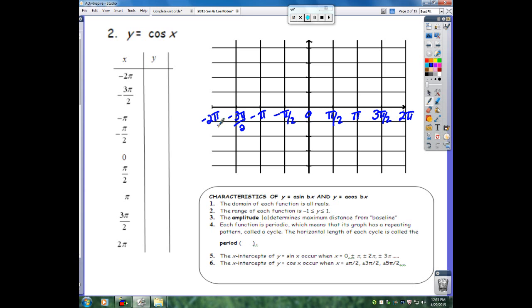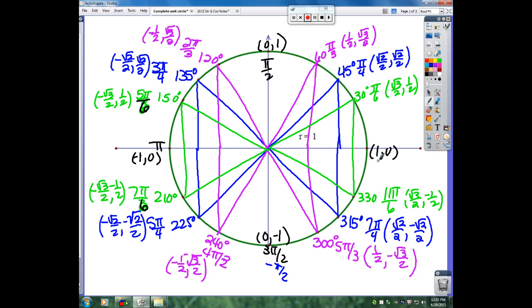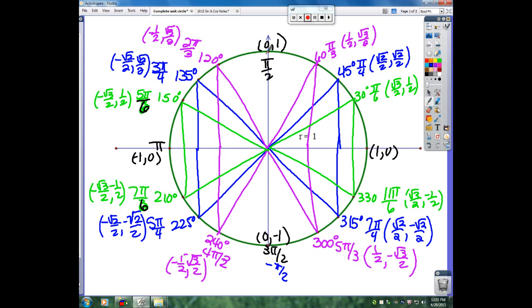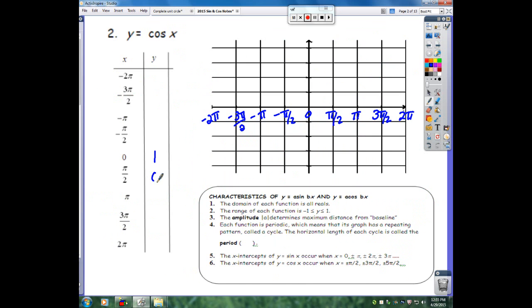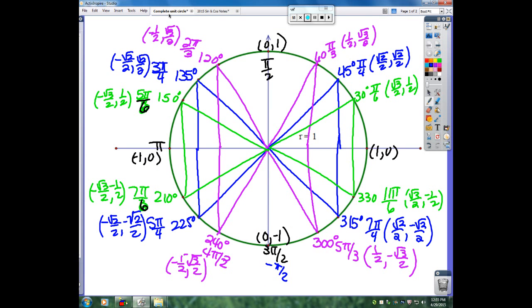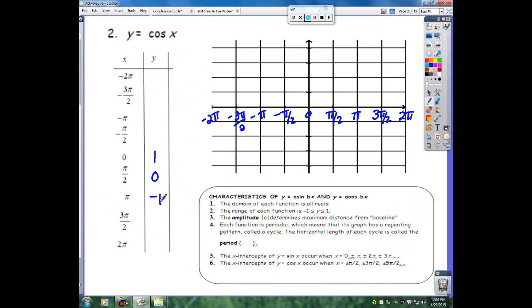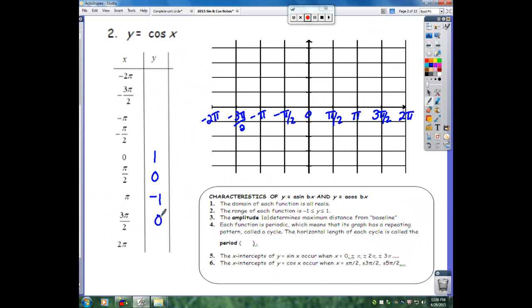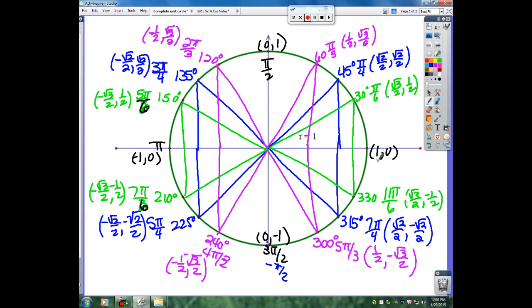Okay. Alright, so here again we're going to start at 0. The cosine of 0 is 1. The cosine of pi over 2 is 0. The cosine of pi is negative 1. The cosine of 3 pi over 2 is 0. And the cosine of 2 pi is 1.